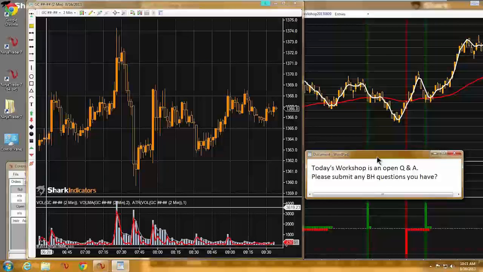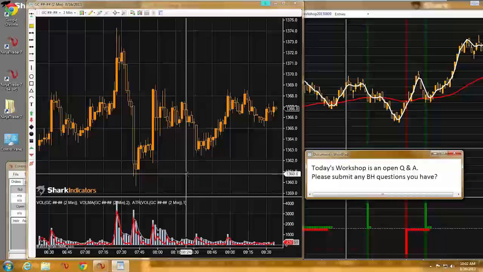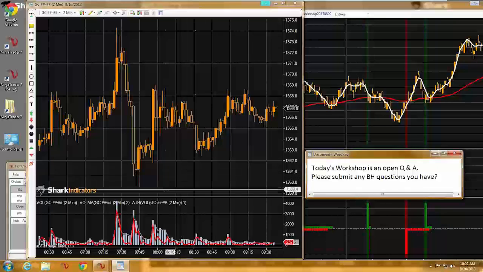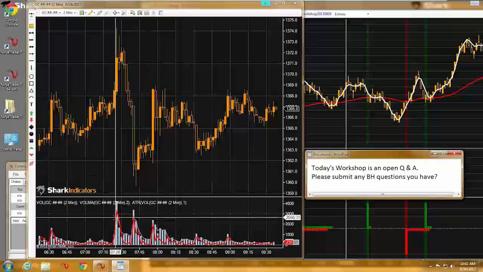I've got a couple of questions that have come in already that I'm going to cover. I'll start on this question regarding volume. I've been asked this question a couple of times, and as you can see, I've been experimenting here just before starting the workshop to see if I could figure something out.